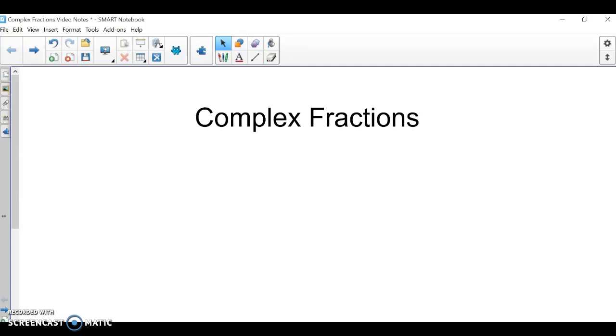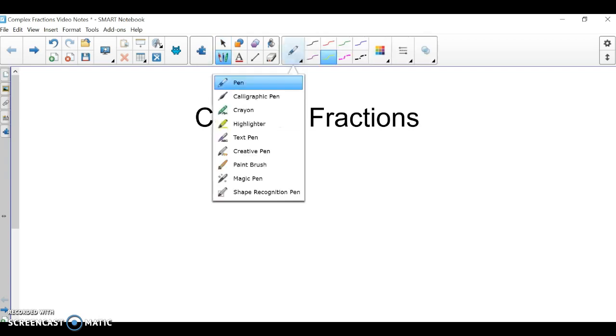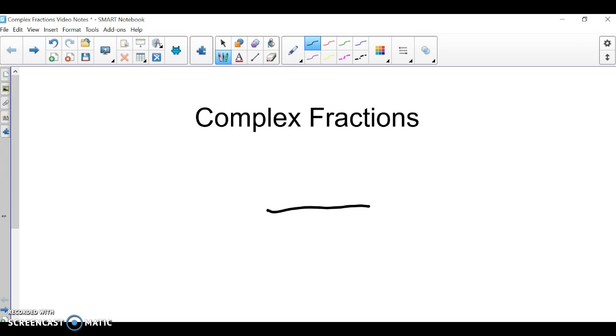Welcome. Today we're going to be talking about complex fractions. So what is a complex fraction, you ask? A complex fraction is when you have a fraction bar, and then above that fraction bar you have a fraction, and below that fraction bar you can have a fraction.